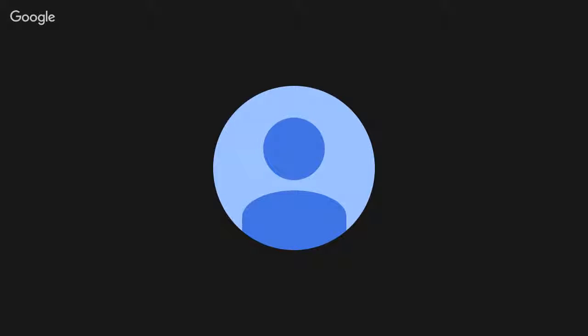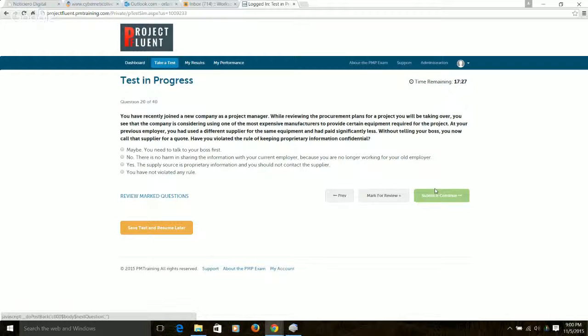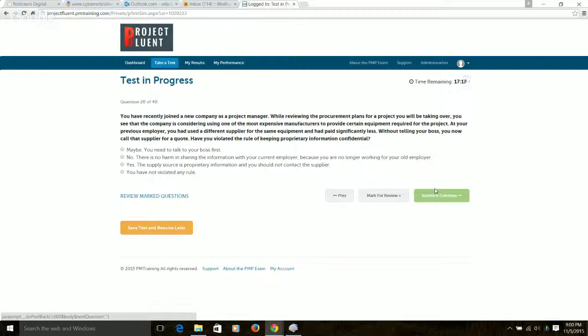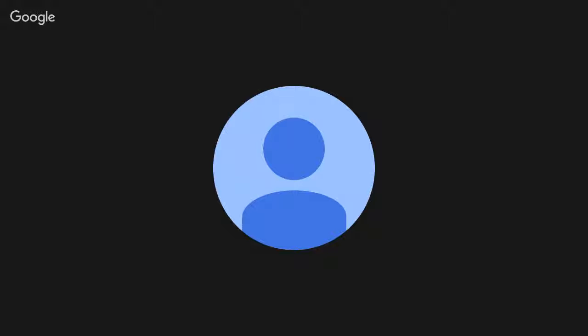If I understood the question right, you haven't really violated any rule. But what's the difference between B and D? B is there is no harm in sharing the information with your current employer because you are no longer working for your old employer. Yeah, that's the same thing as D. And D is you have not violated any rule. So what's the difference? I mean, if I understood the question right, because I might misunderstand the question. I don't know what to decide between.